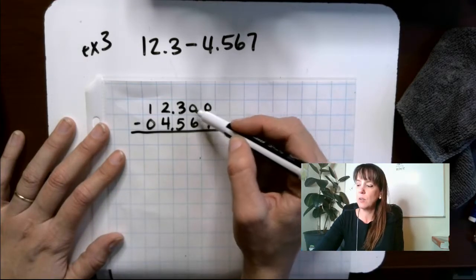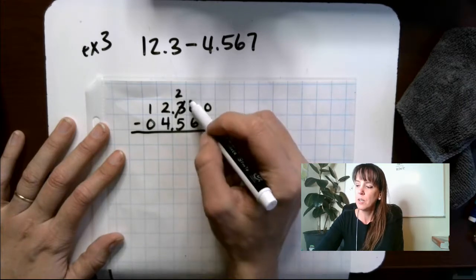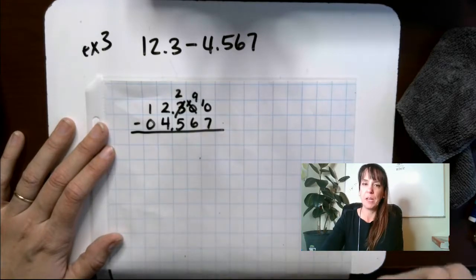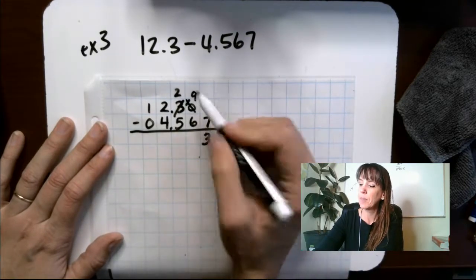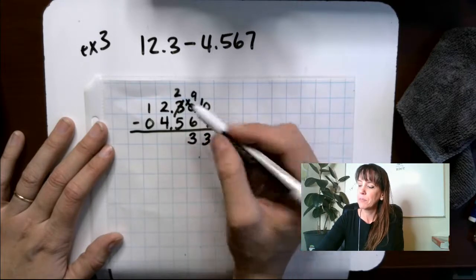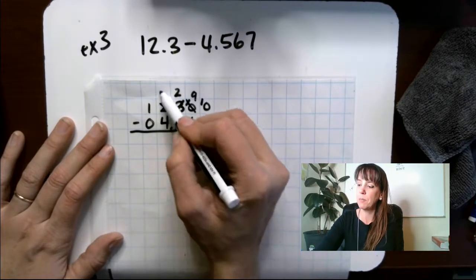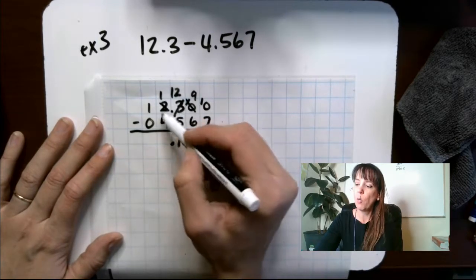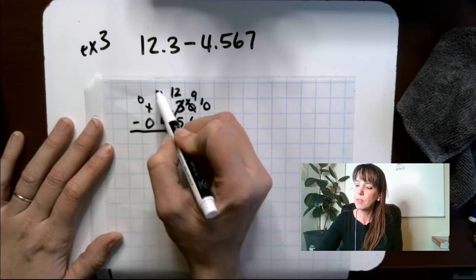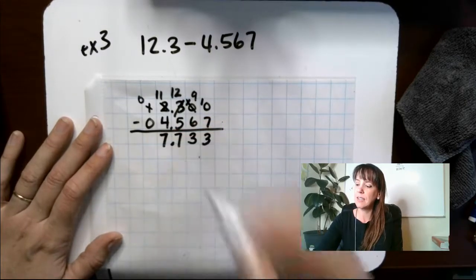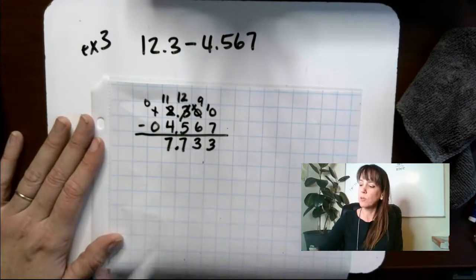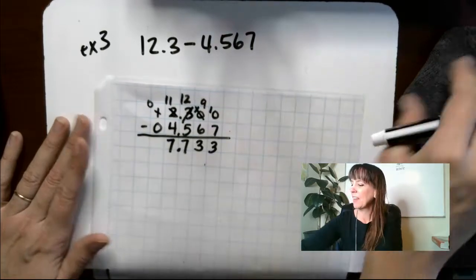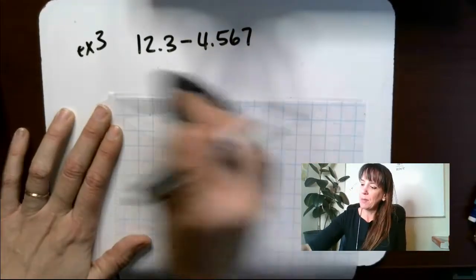I can't subtract, so I'm going to go all the way over here, borrow 2, make that a 10. Now I'm in a position to be able to borrow. So this becomes 9, and that becomes 10. 10 minus 7 is 3. 9 minus 6, 3. 2 minus 5 I can't do, so I'm going to borrow. 12 minus 5 gives us 7. Bring down our decimal. 1 minus 4 I can't do, so I'm going to borrow. 11 minus 4 gives us 7. And then 0 minus 0 gives us 0. So 7 and 733 thousandths. I had to think about that. All right, good deal. So that was example number 3.